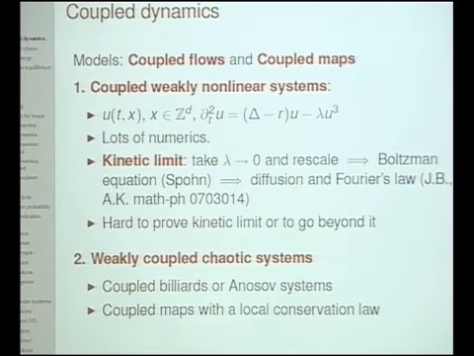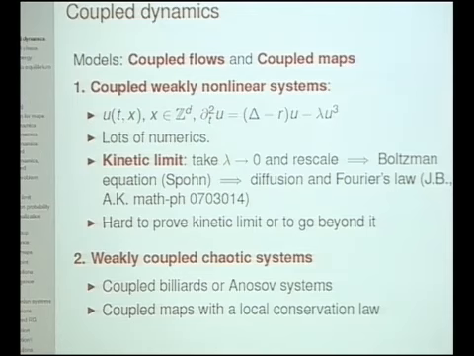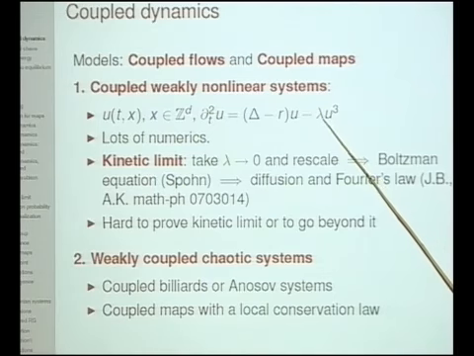Okay. Now, I said that's been studied for weak, small lambda, and you can take the kinetic limit, which is familiar for people in random Schrödinger also. So you take lambda to zero and at the same time rescale your space and time. Then, if you do it properly, you get in the end a kinetic equation.